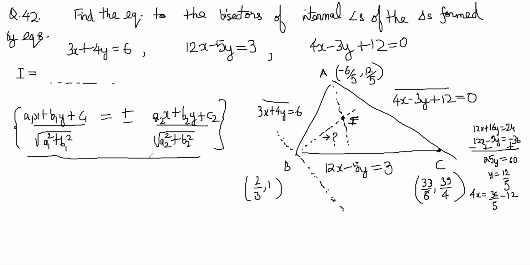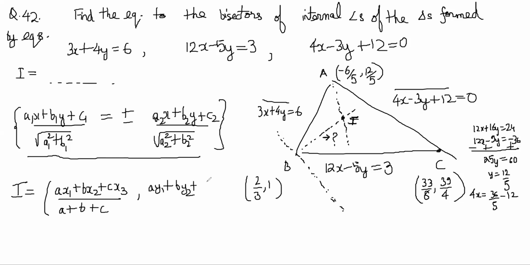Now, the problem is that the incenter becomes a horrible point. That is what I am suspecting. If I have three vertices, I can find the incenter by this formula: a into x1 plus b into x2 plus c into x3 by a plus b plus c, and a y1 plus b y2 plus c y3 by a plus b plus c. This was derived in the previous section.